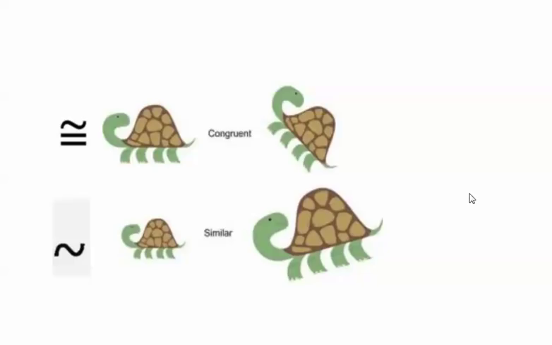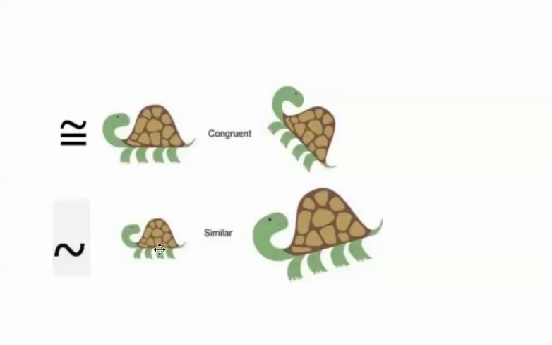Alright, so with similar figures, if we look at these turtles, congruent figures means they are exactly the same. They're the exact same size. Congruent means they're exactly the same. We use this symbol for congruent. Notice how it has the equal sign and the little squiggly. That means they're exactly the same.